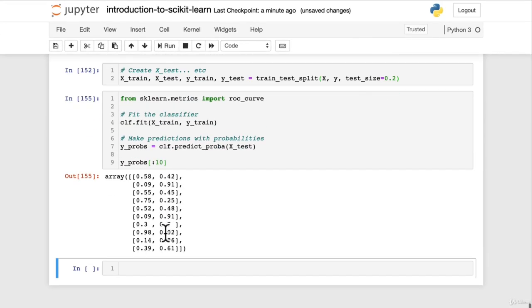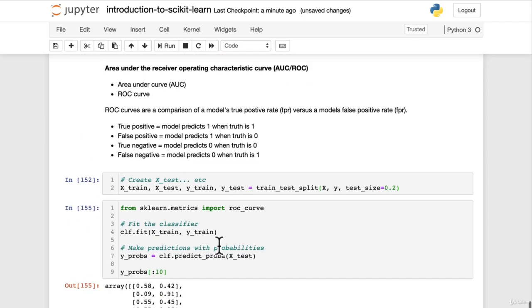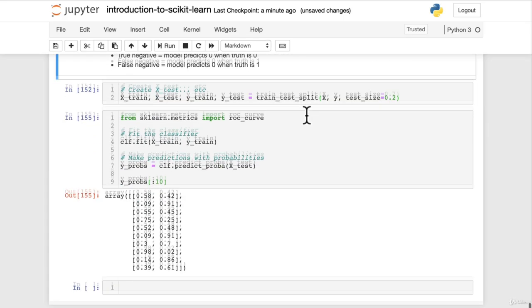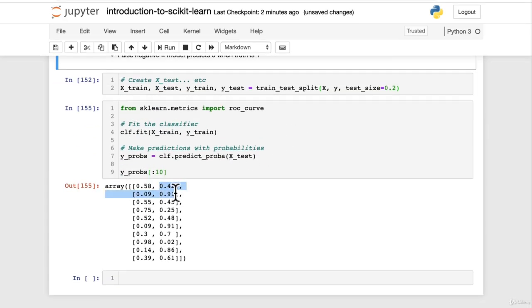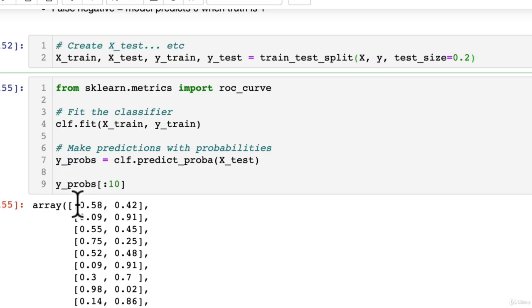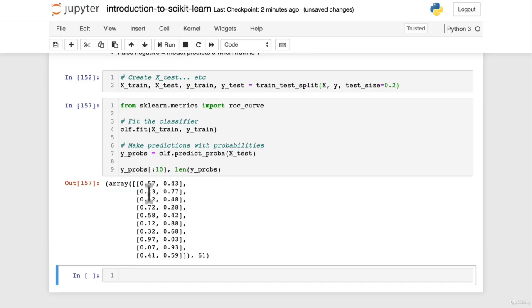Okay, beautiful. And so because a ROC curve only is a comparison of a model's true positive rate versus a false positive rate, we only want probabilities that the model has predicted for the positive class. So if you imagine here, our model's trying to predict 0 or 1. This is the probability that the label is 0. And this is the probability that the label is 1, and so on for all of these samples until it finishes up. So there's going to be however many are in the test set here. 61. So there's going to be 61 of these.